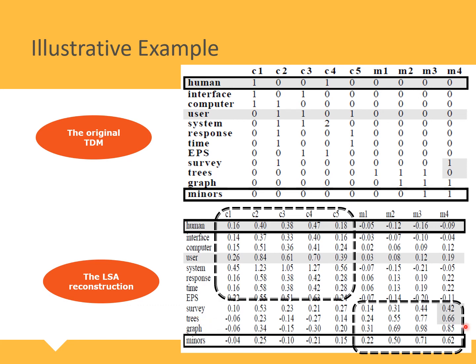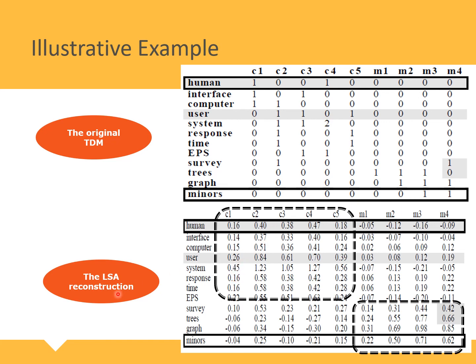Hence, tree must not have 0 weight for M4. It should have some positive weight, right? Similarly, if we pick up an example from the human computer interaction side, if you see the word, let's say user, the word user is present in 3 of the 5 sentences that we have seen from this domain. It is not present in C1 and C4, and that's the reason why in the initial term document matrix, the values are 0, right?